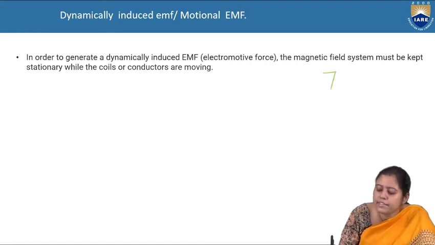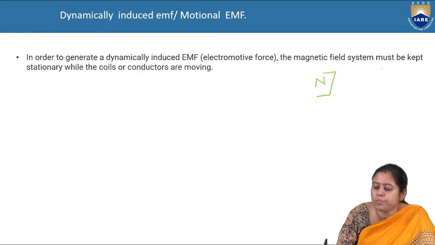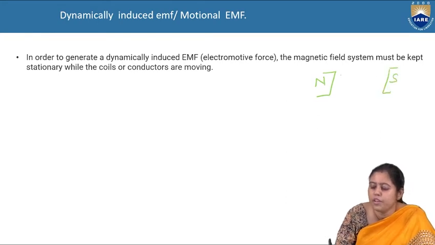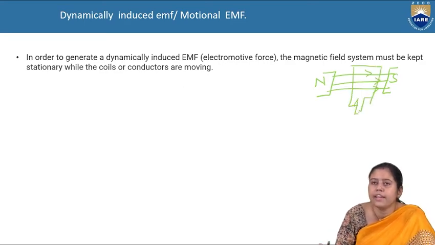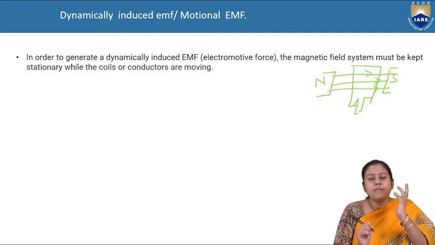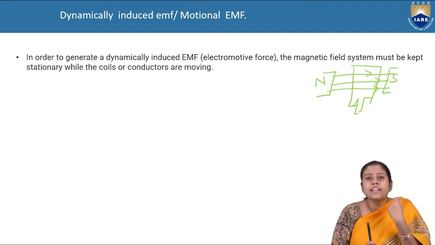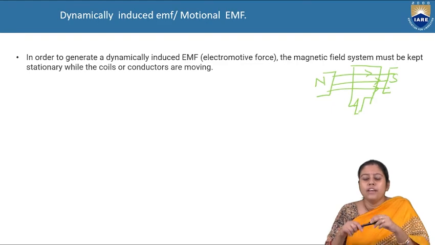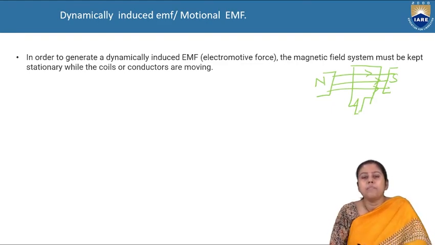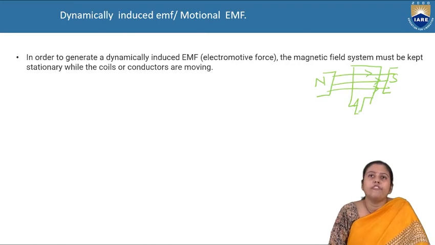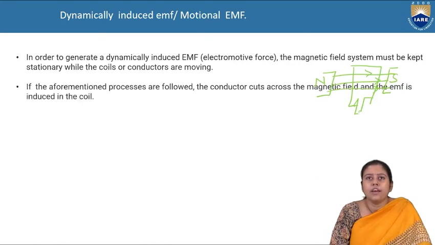Think about a DC motor. This is a north pole and this is a south pole, so there is a constant magnetic field. Now we keep a rotor or armature here, and using a prime mover with the shaft, we rotate the armature. What will happen? The rate of change of flux cutting will change and it will induce the EMF.